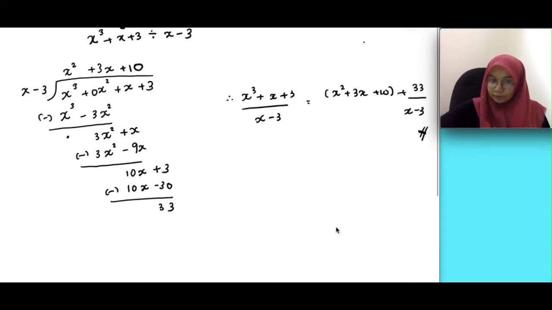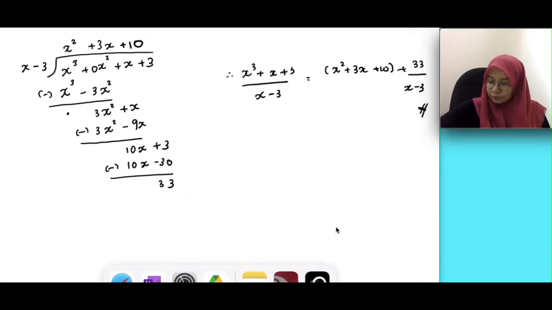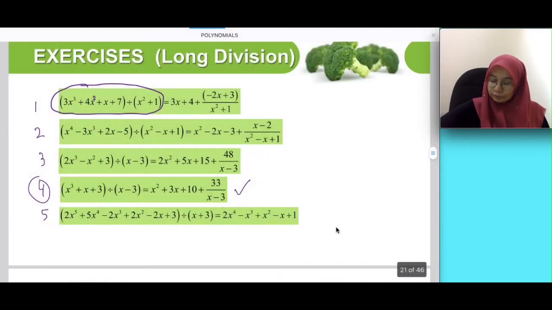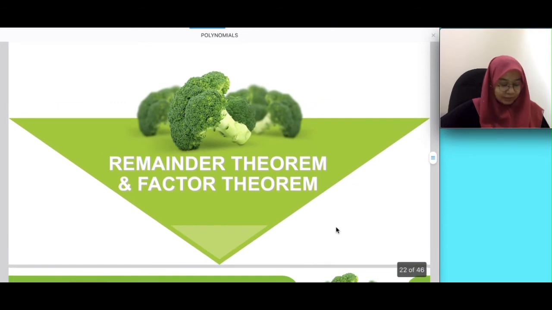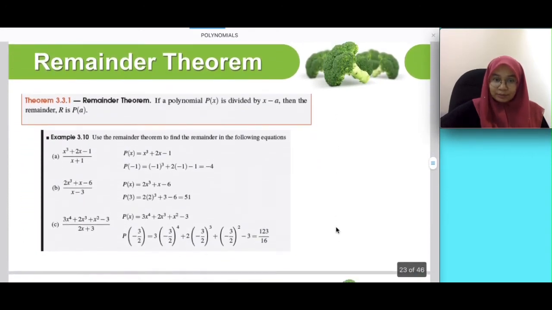Right. So go back to the equation. So we start on 3. I hope the rest of it you can solve it. So next you will have remainder theorem and factor theorem. Okay. Remainder theorem and factor theorem.